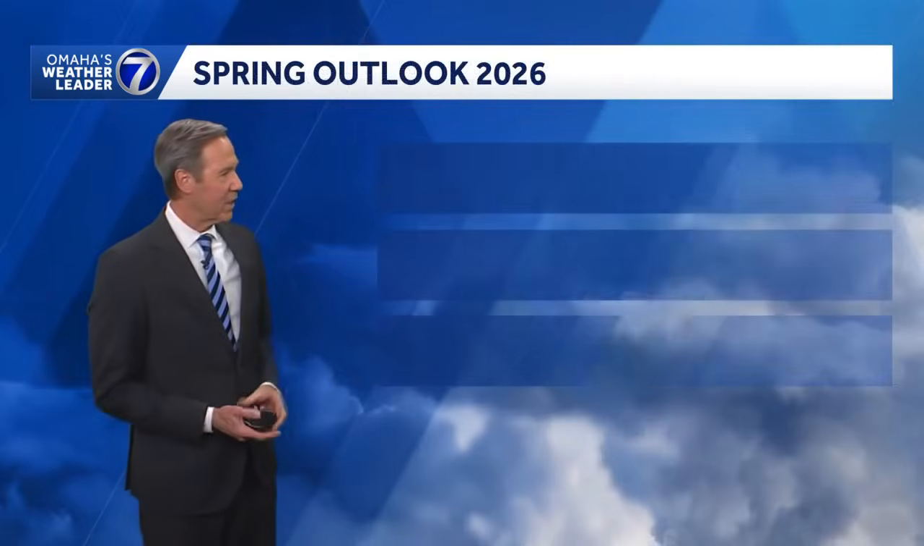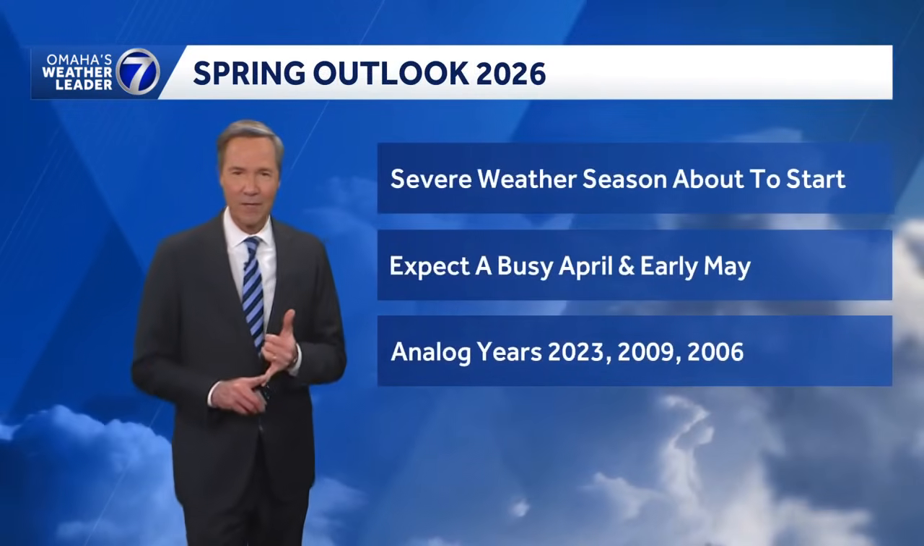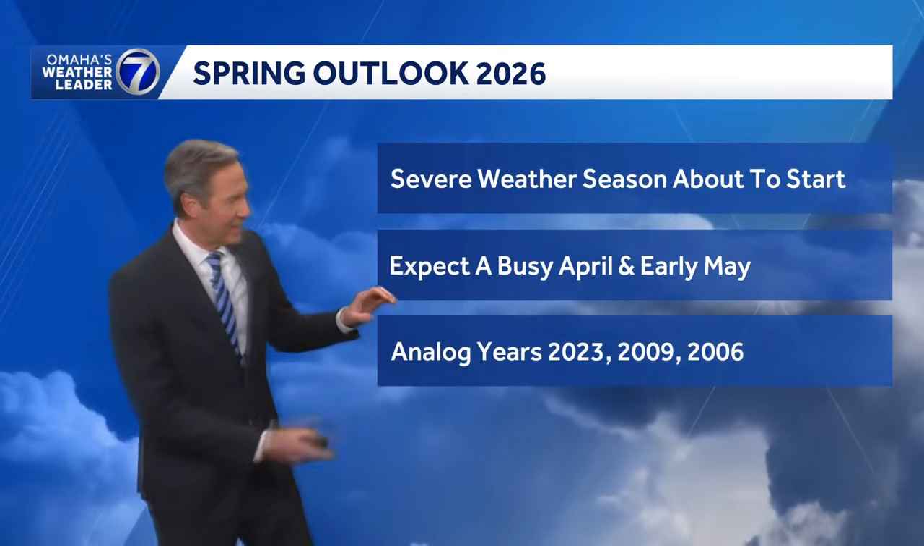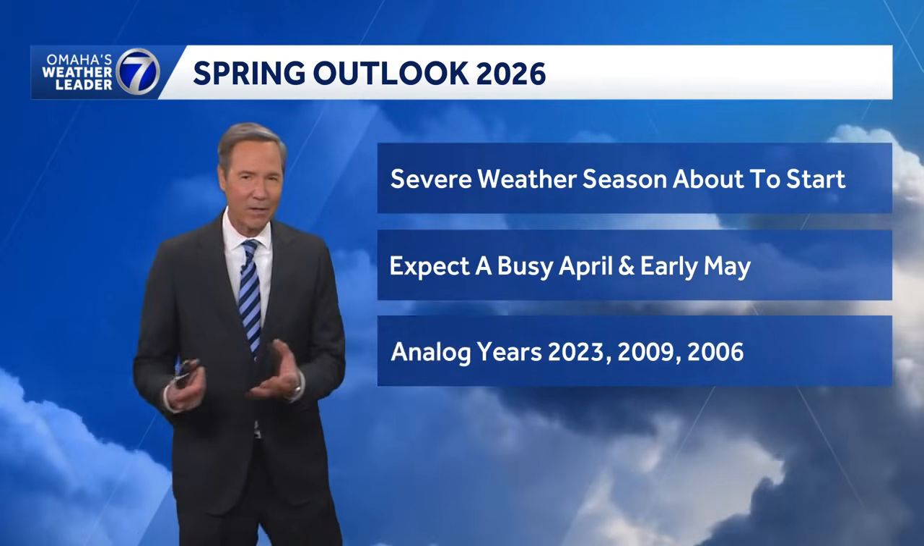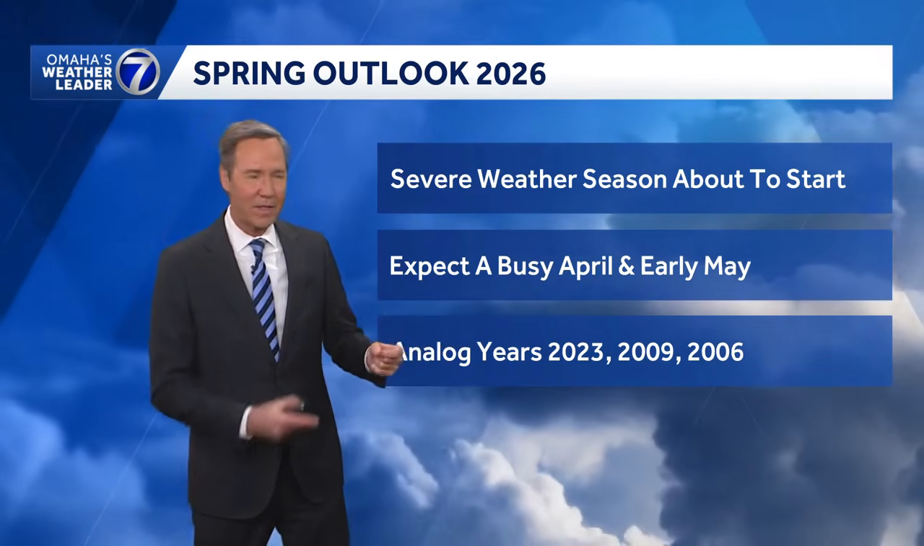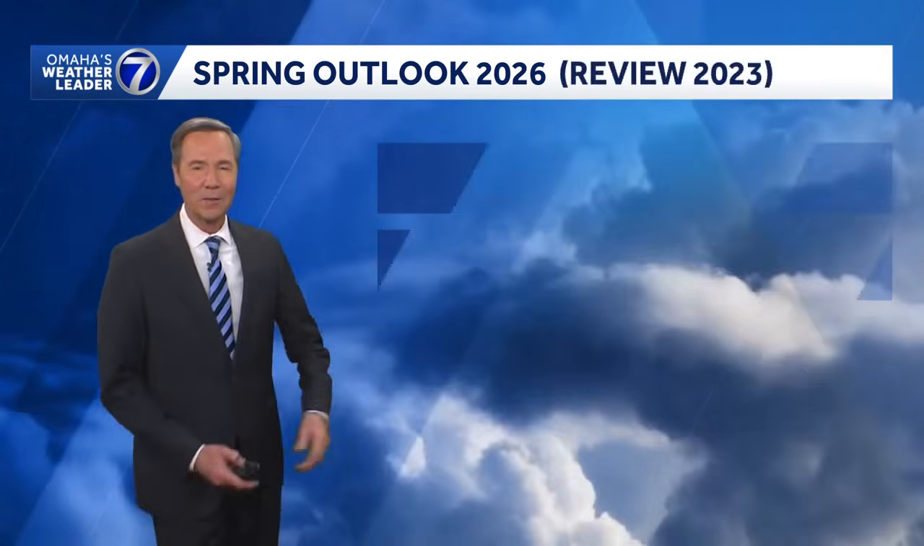So looking at all those things here, severe weather season, I think, is about to get going pretty quickly, and a busy April and early May. Similar years where we came out of a weak La Nina and went into a moderate or strong El Nino are 2023, 2009, and 2006.